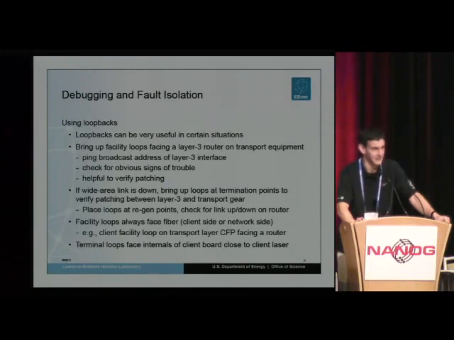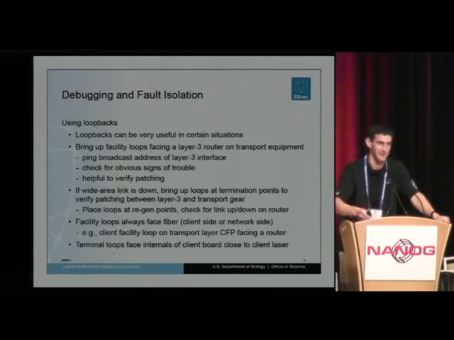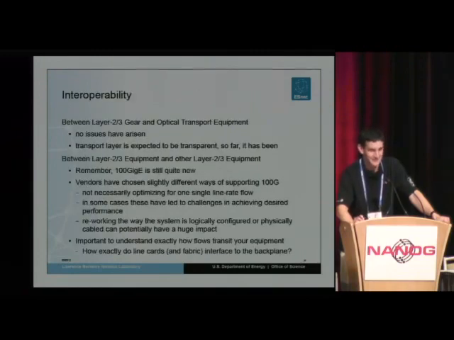We could basically send pings to a broadcast address and make sure that we're not getting lost there. And it was just very helpful to be able to place loops in different places, either at the near end of the circuit or at the far end, to isolate problems. There were certainly a number of things that we had to work out, but eventually we got this all working quite well.